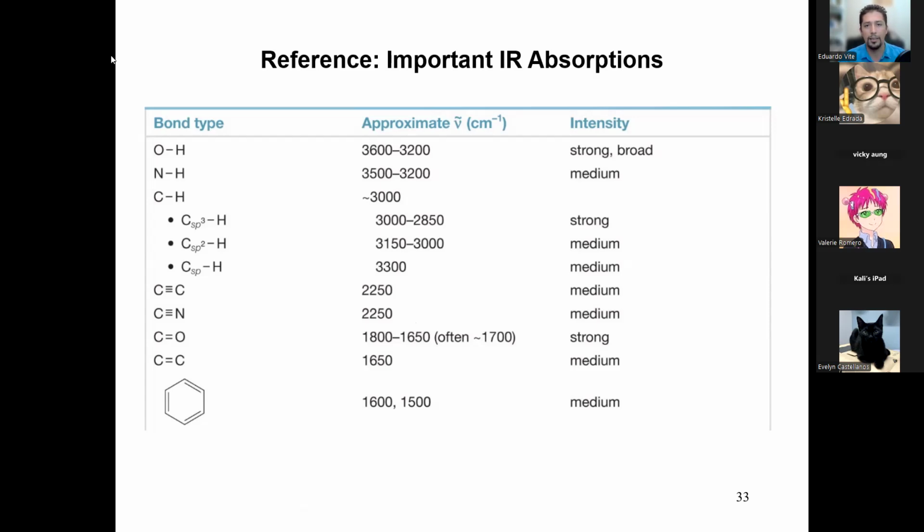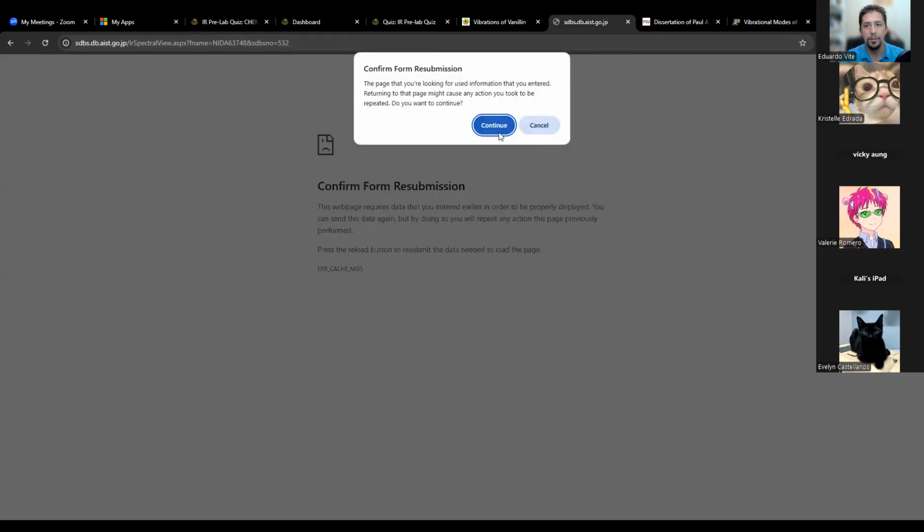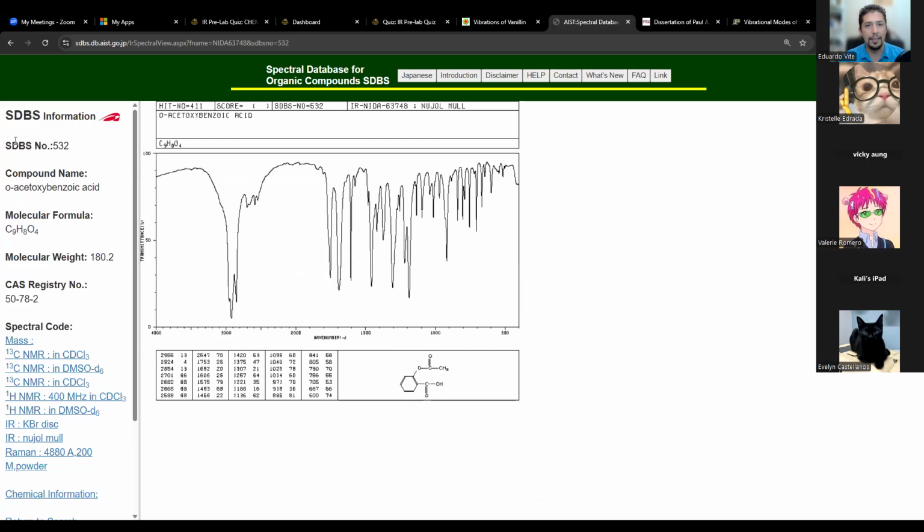So the last thing I want to leave you with is this. If we go back to the website, there is a website where you guys can please go and practice. So let me go ahead and resubmit. It's called the Spectral Database for Organic Compounds. You can go ahead and click I agree, and you should get this signal here.